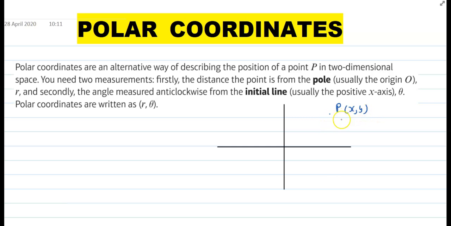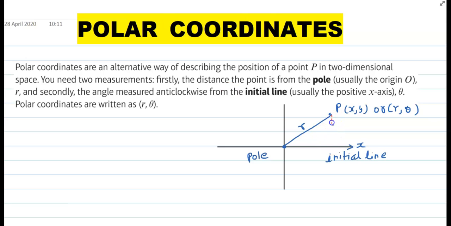When we are talking about polar coordinates, we can denote this coordinate in terms of r and theta, where P is the point and this is called the origin. When we are talking about polar coordinates, it is called the pole. So this point is the pole, and this x-axis is the initial line. The initial line is basically the positive x-axis, and the distance of point P from the pole is r.